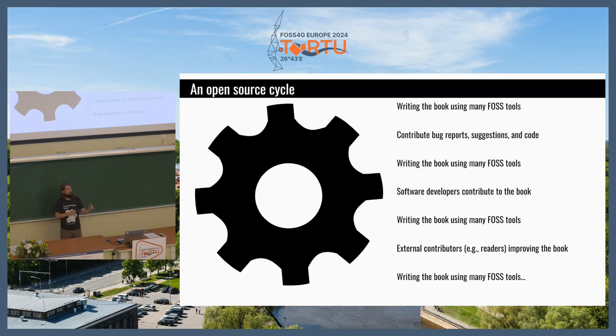So this is the cycle I've been seeing for the last 7 years: that we are creating something which impacts software, which impacts our book, which impacts people, that impacts the book, and so on and so on. So this is the cycle I really like, and I initially called that an open source cycle.